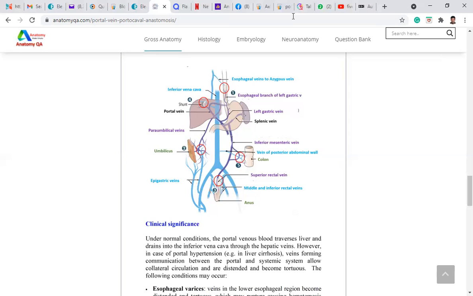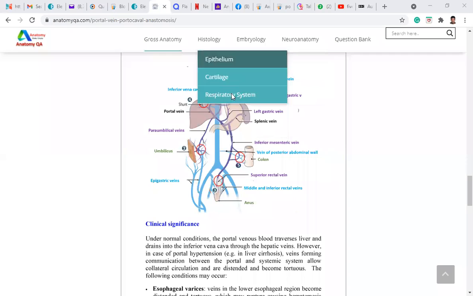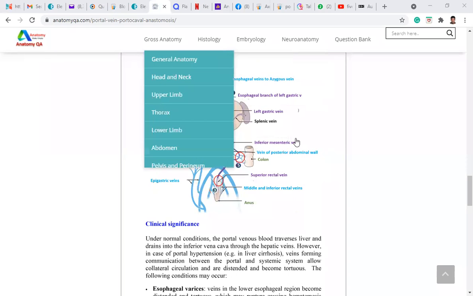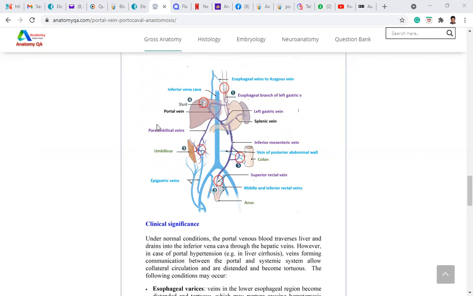And you must know the names of the arteries, and which of the veins are part of the portal system, and which ones are part of the caval or systemic system. You should remember all of them for exam purposes and also for clinical practice as a doctor. Okay. So I think that will be all for today.